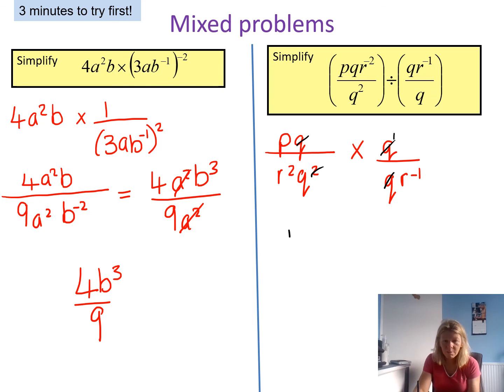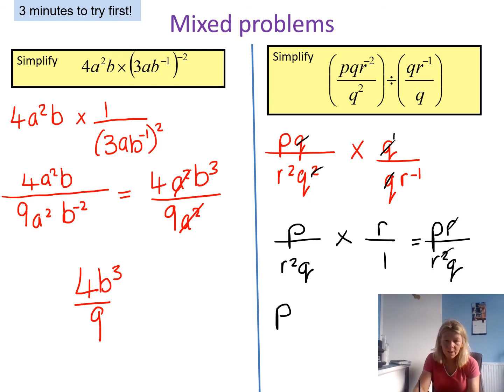So my next line might be just p over r squared q times, no, because that's an r to the minus 1, it can pop to the top. So it's r over, and these are just cancelling out over 1. Can then write it, if you like, as pr over r squared q. That r cancels with the squared, so we're just left with p over rq. And that's the final answer. Bit tricky those, so don't worry if you didn't get them.